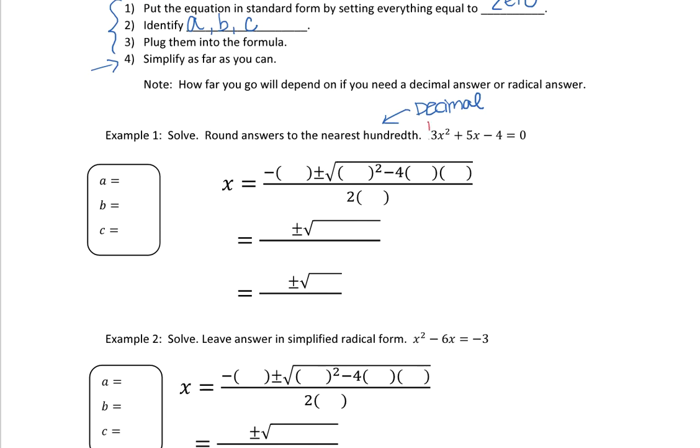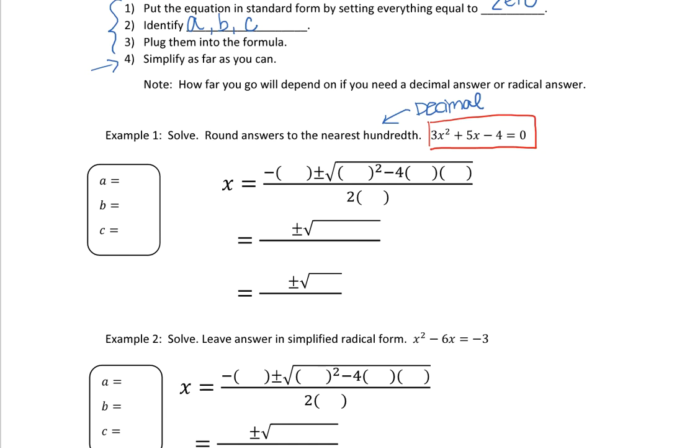So let's look at our equation. We have 3x squared plus 5x minus 4 is equal to 0. That is in standard form, and it is equal to 0, so I don't need to do anything. It's good to go. Okay, step 1 is done.